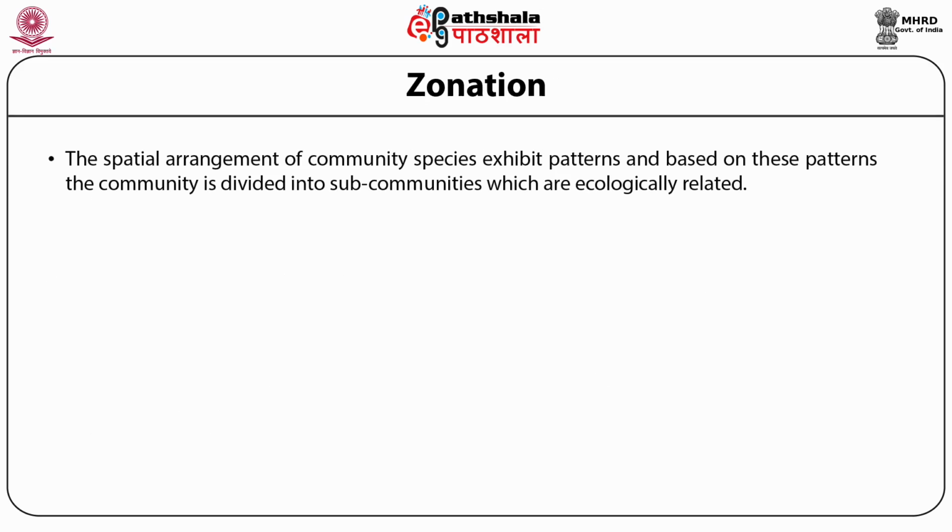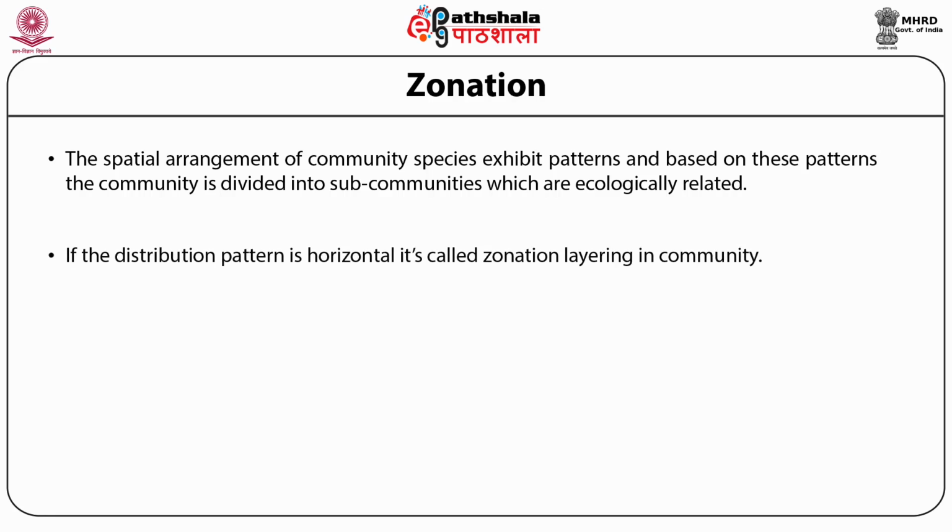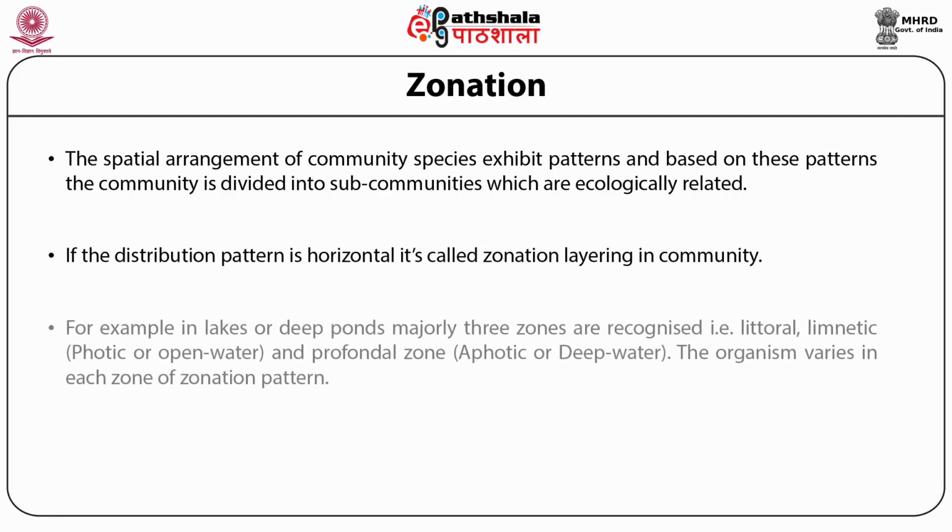Zonation. The spatial arrangement of community species exhibits patterns, and based on these patterns, the community is divided into subcommunities which are ecologically related. If the distribution pattern is horizontal, it is called zonation or layering in community. For example, in lakes or deep ponds, mainly three zones are recognized, that is littoral, limnetic (photic or open water), and profundal zone (aphotic and deep water). The organisms vary in each zone of the zonation pattern.